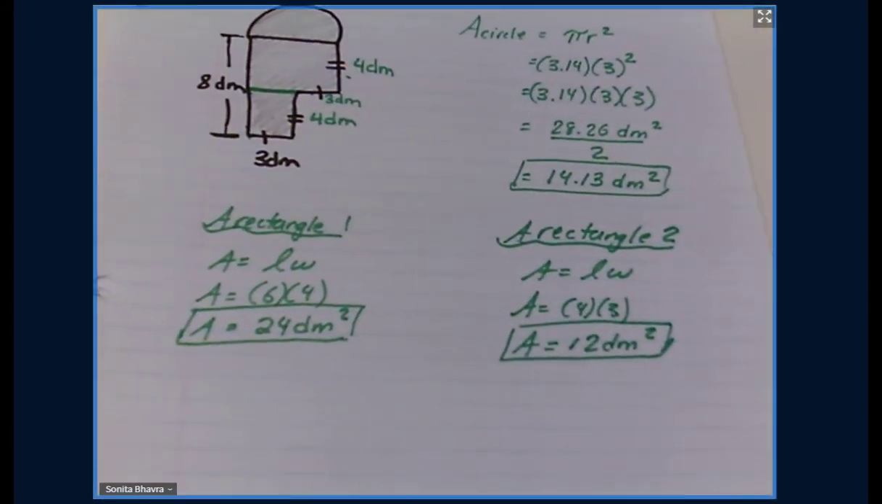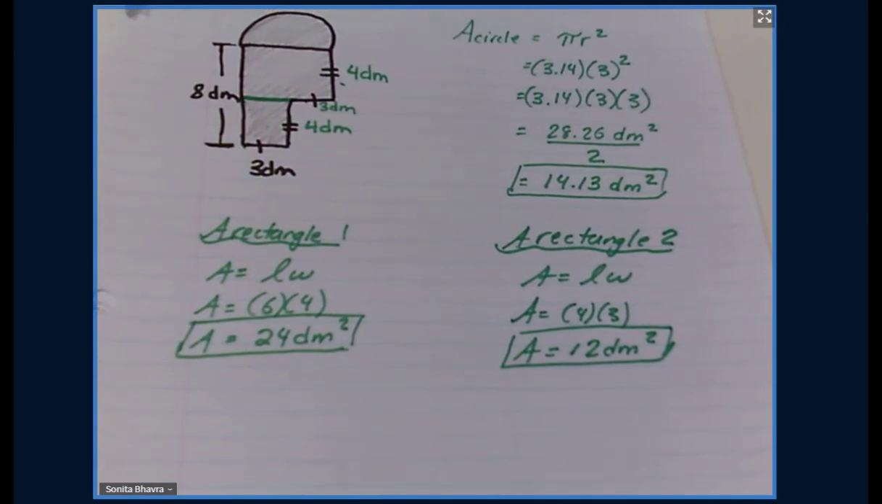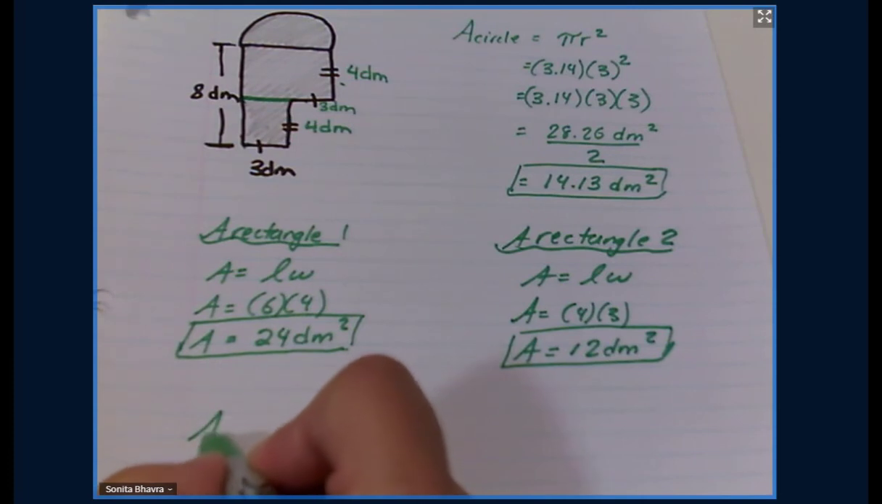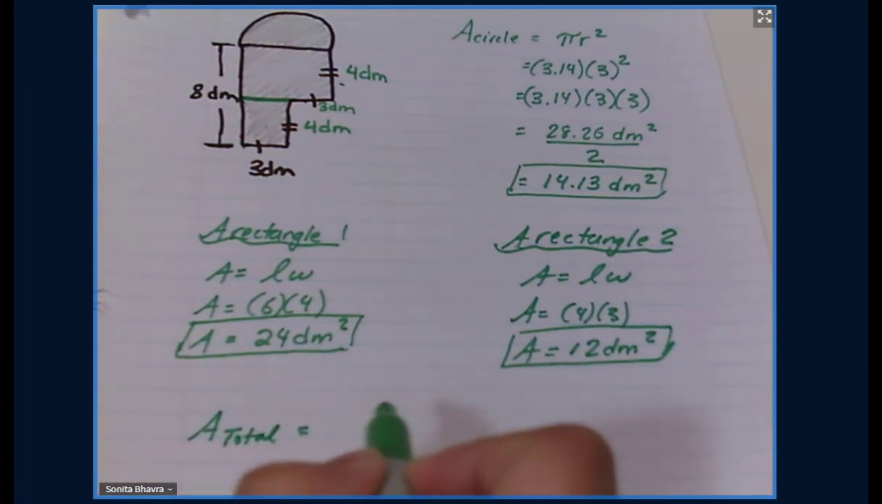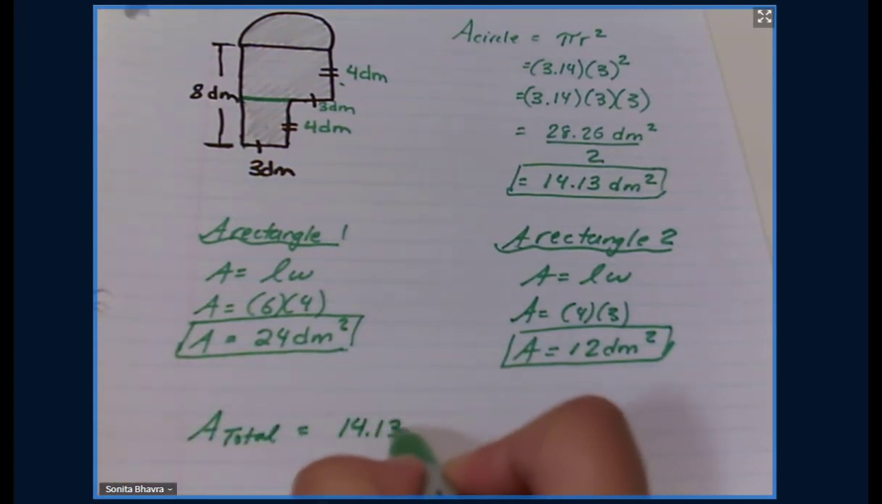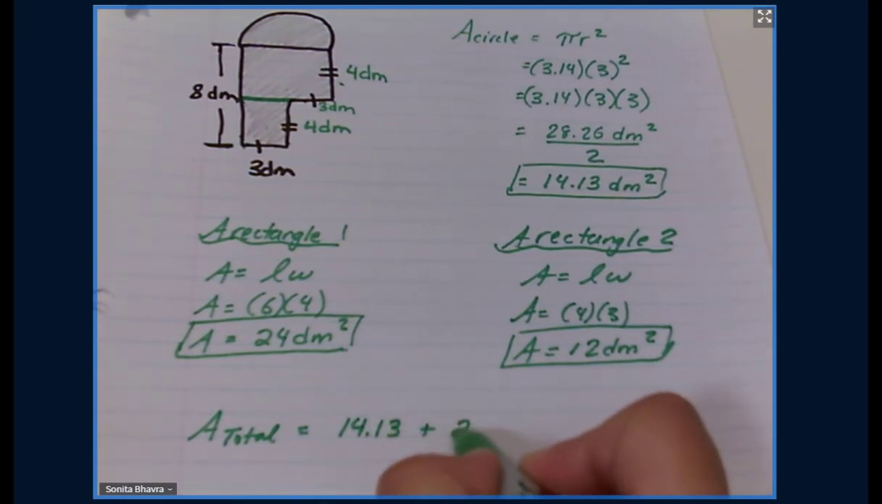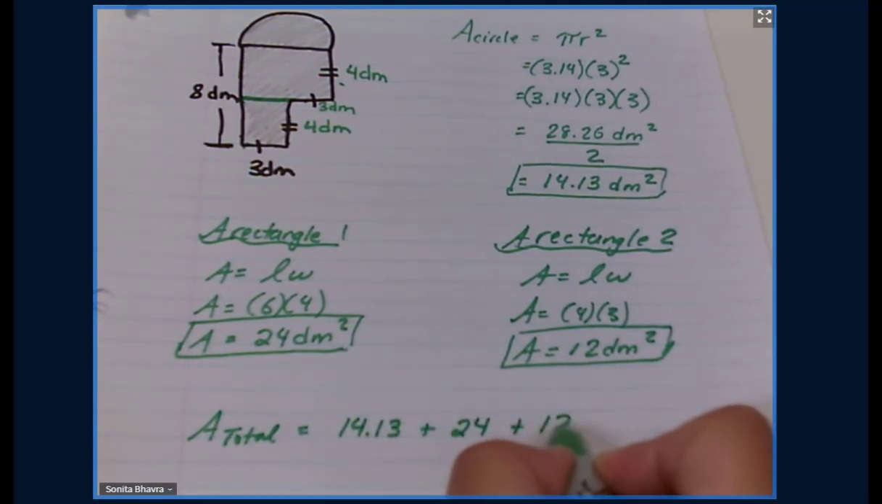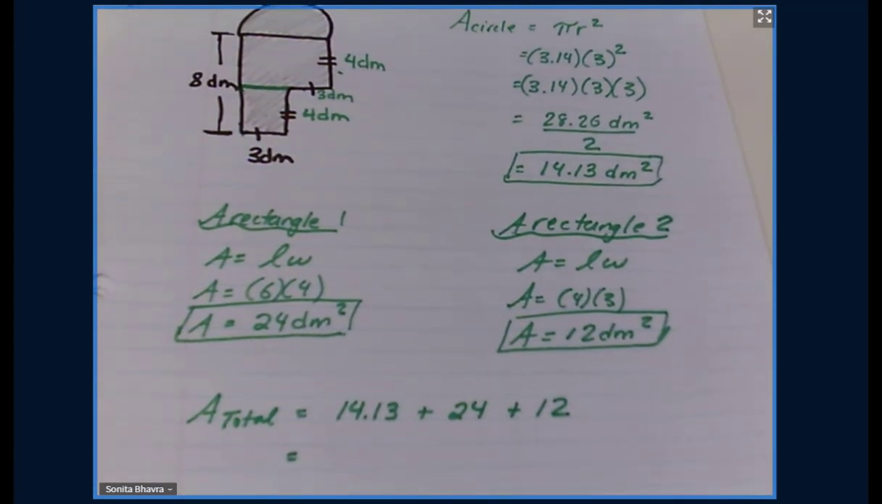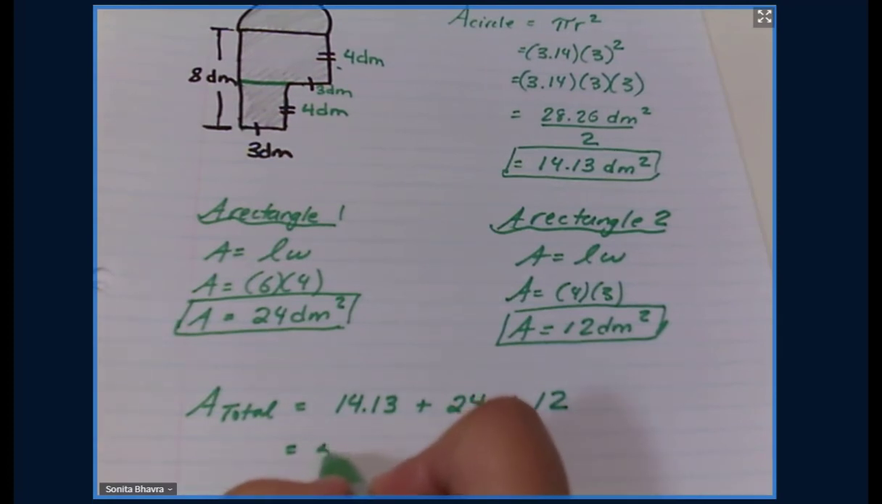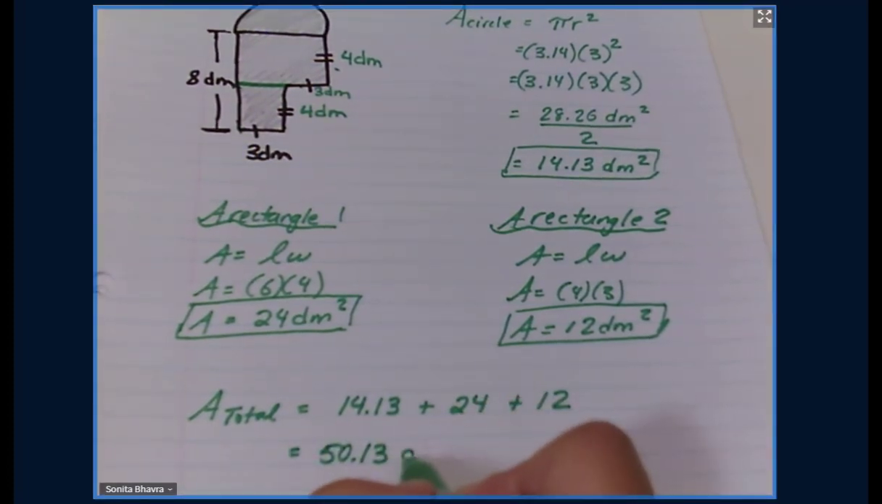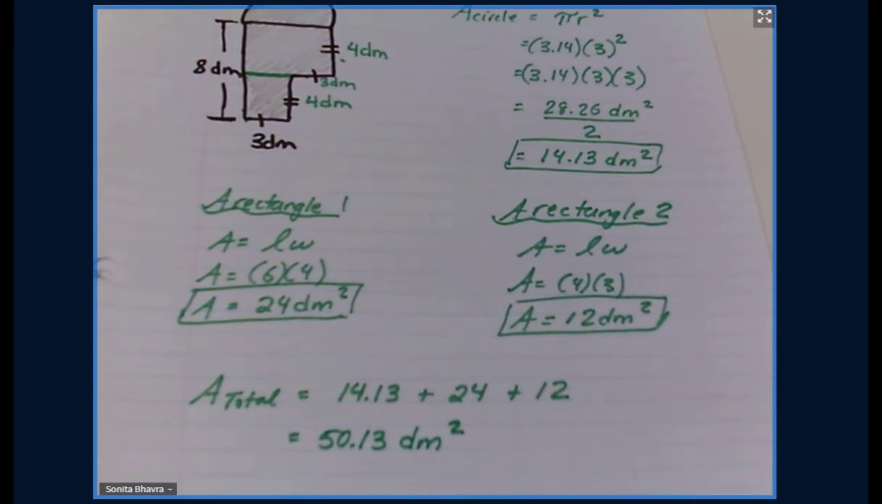All right, so we have the 3 parts figured out, and now we can add all 3 of those together. So area total would be equal to 14.13 plus 24 plus 12, which gives me a total area of 50.13 decimeters squared as the total area of that shaded region.